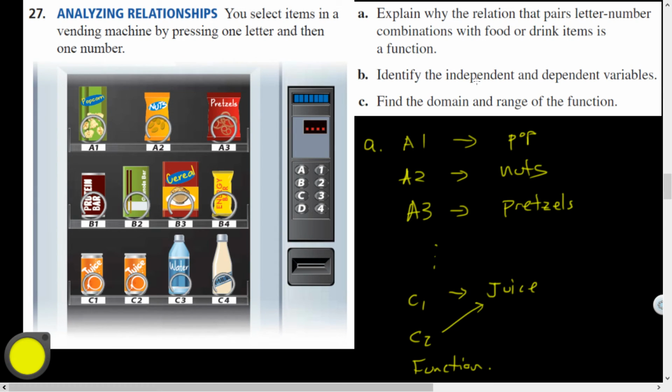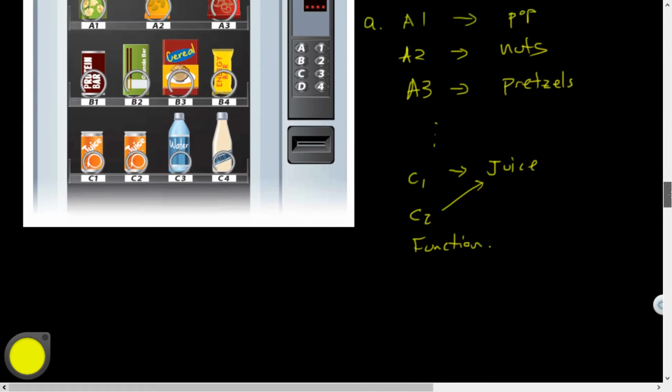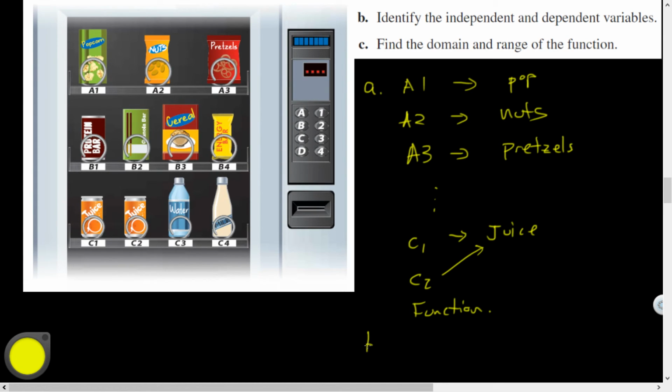It says identify the independent and dependent variables. We haven't talked about this yet going over this homework assignment. So you guys remember what the independent variable is? That's my input, right? So independent is the number letter combination, or the letter/number combo. That's what I'm inputting. And then the output is the dependent variable. So dependent is the food.